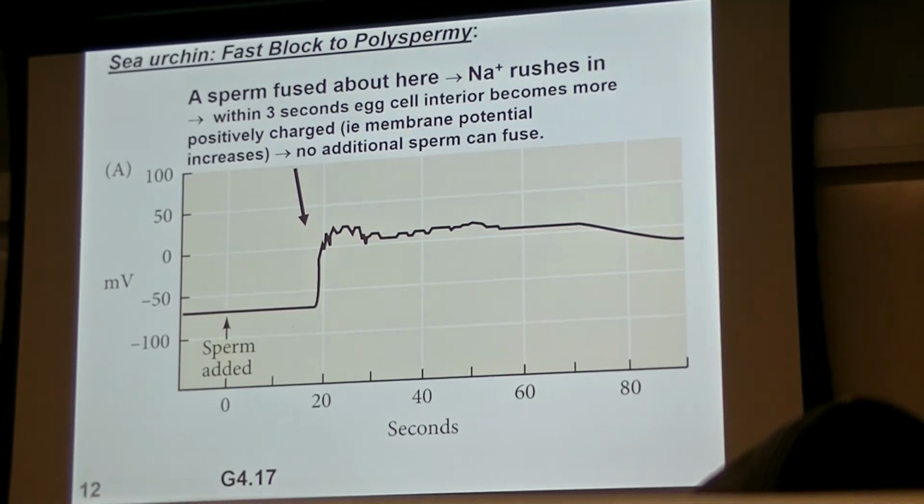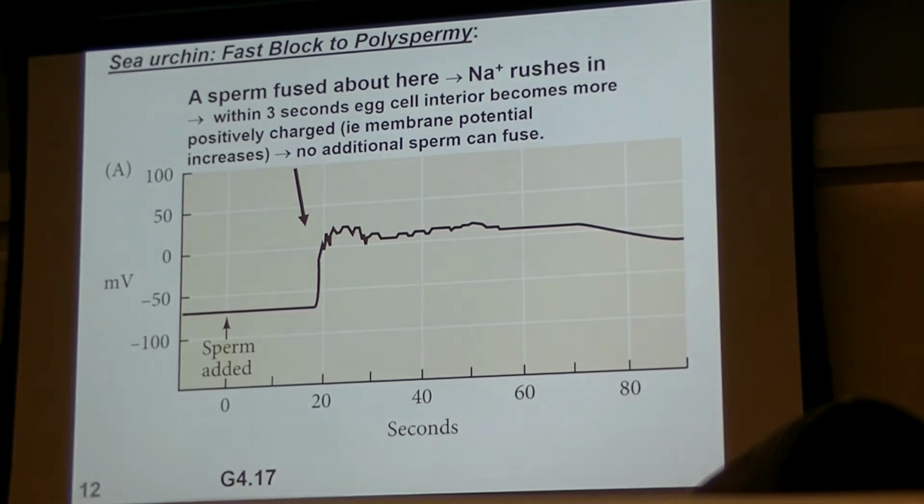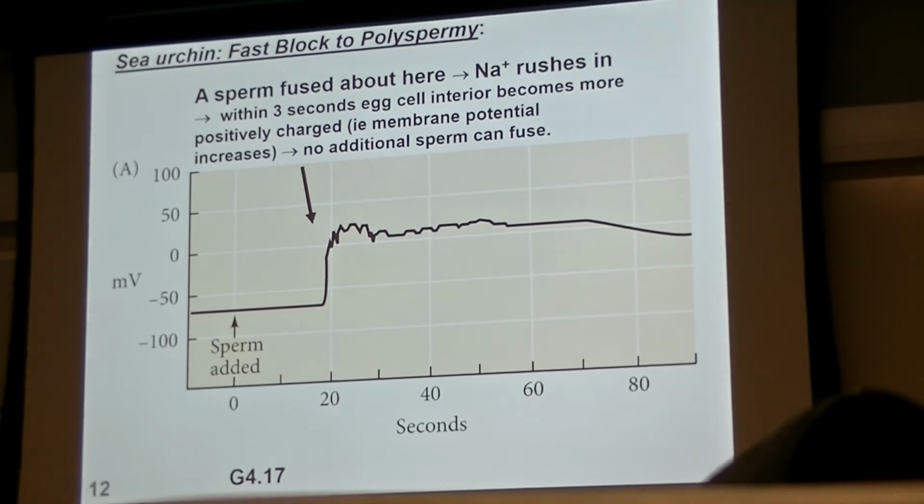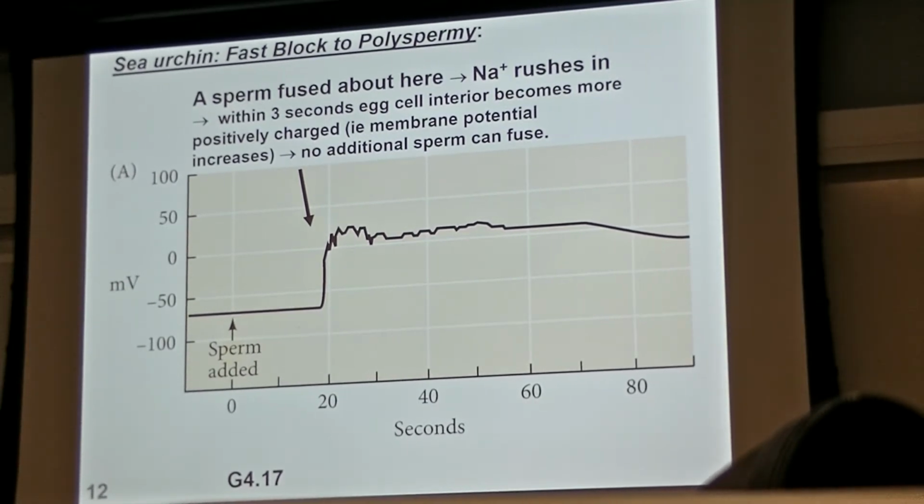So the sea urchin also has a second, slower but much more effective method to ensure that polyspermy does not occur. That second method is called the slow block to polyspermy.